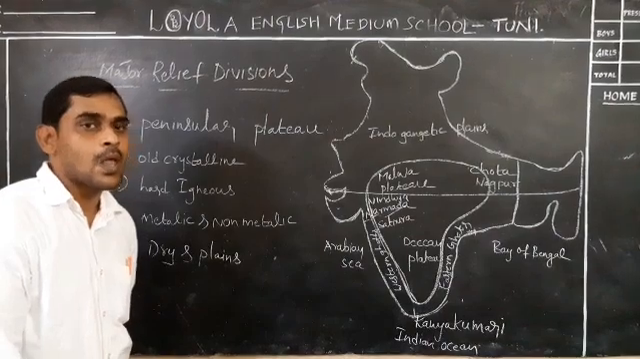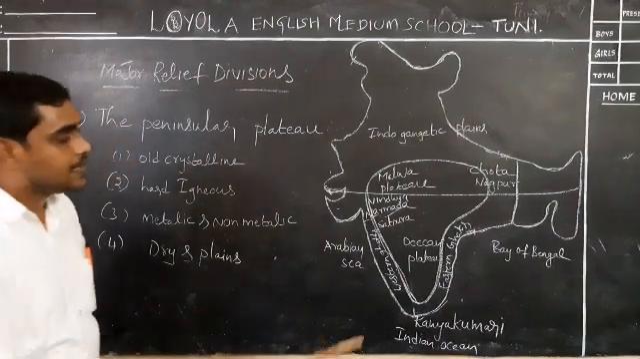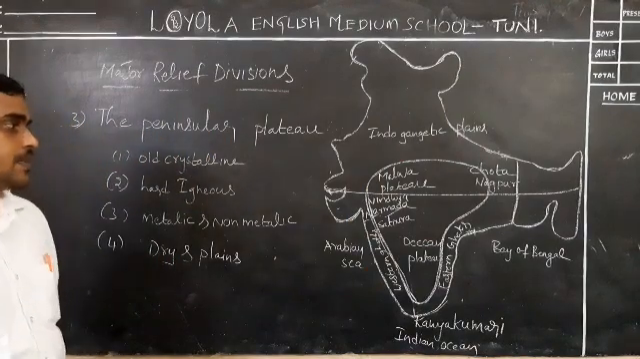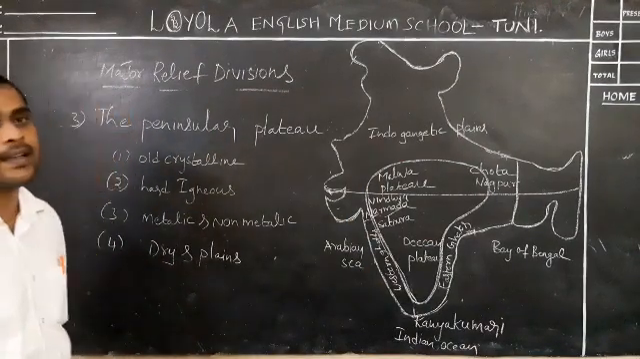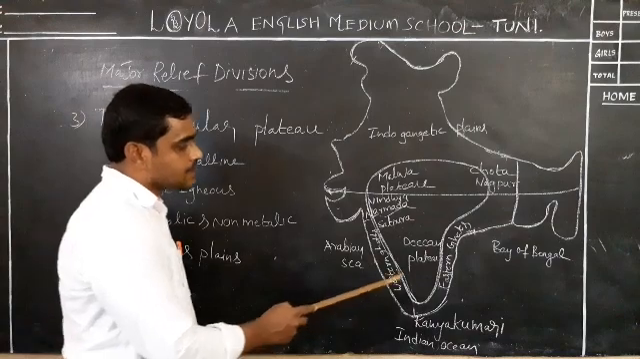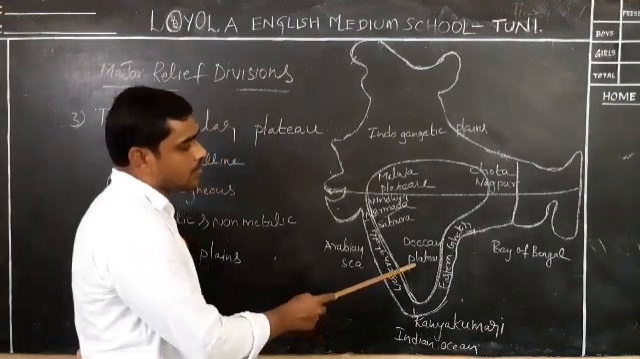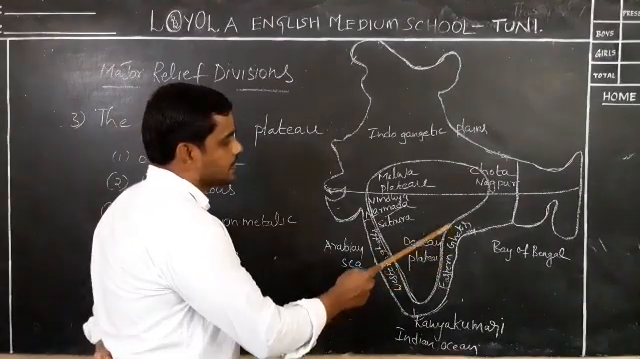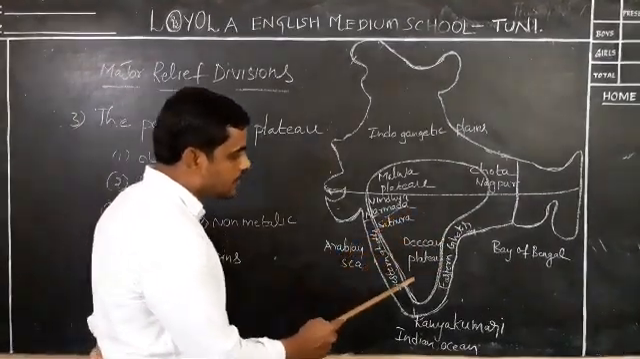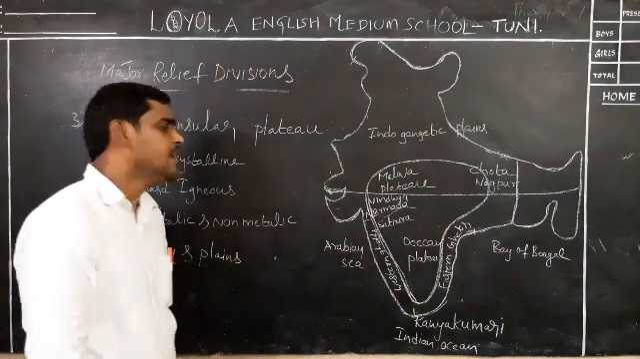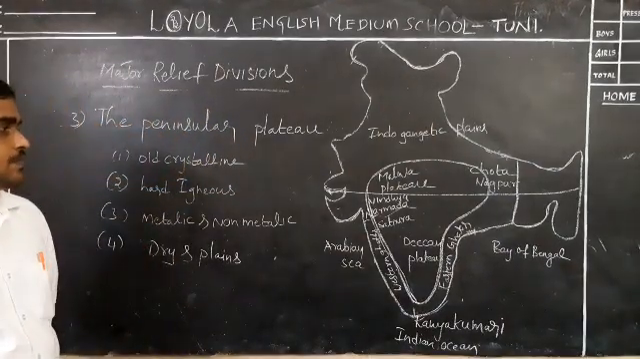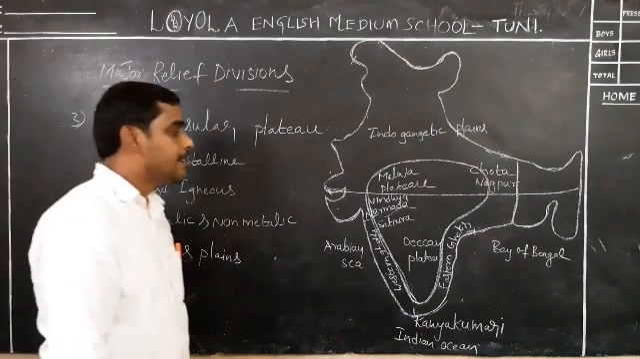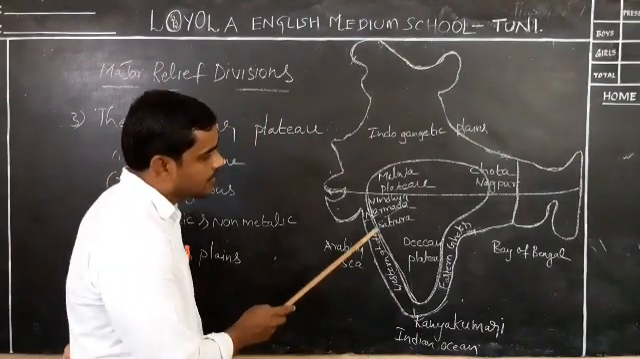And the second one. What is the second plateau? The second plateau is the Deccan Plateau. See, Deccan Plateau. Look at the map, all of you. This area is the Deccan Plateau region. Where is the Deccan Plateau region located?